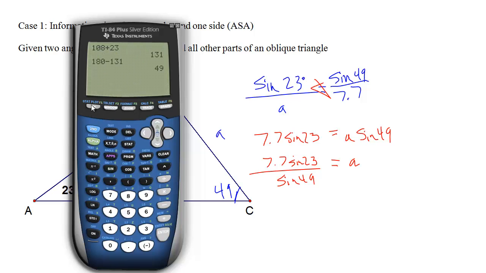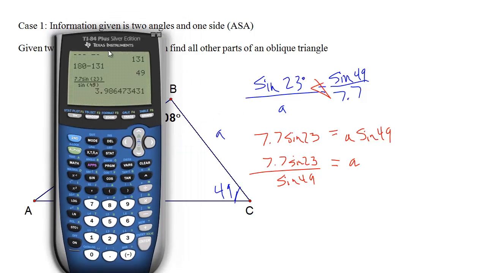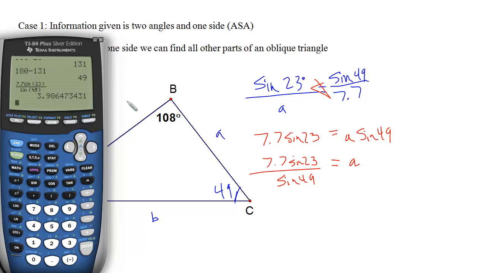And I'm going to go ahead and just put this in as a stacked fraction. Make it look exactly like this. So I have 7.7 times the sine of 23 over the sine of 49. And I get 3.98. And we're going to go ahead and round that to 3.99. So there is side A.